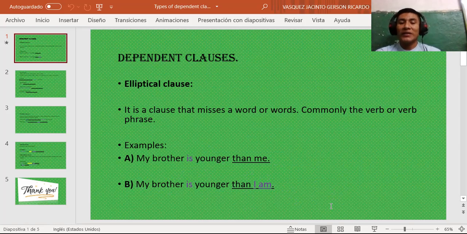I shared both of the sentences. It's the most common mistake that we make when we are talking with someone. So my brother is younger is our independent sentence, and than I am is our elliptical dependent clause. I already differentiated them with colors. Than is underlined, our elliptical clause, and in purple is the verb that was missing in exercise A.